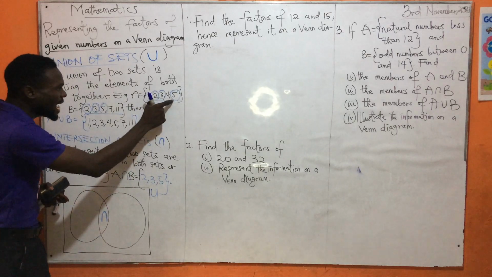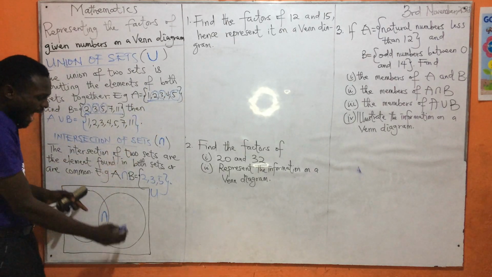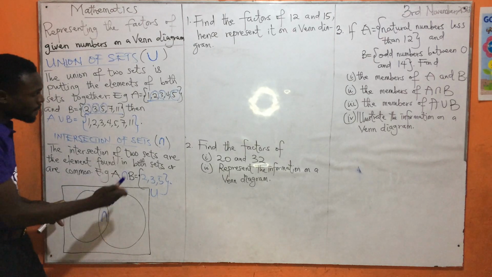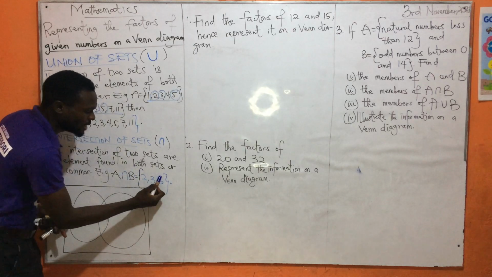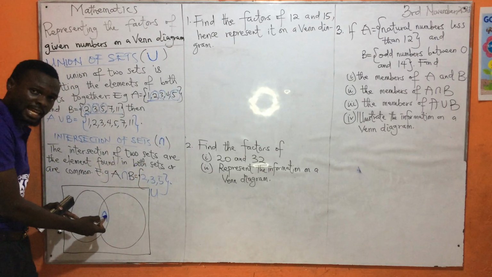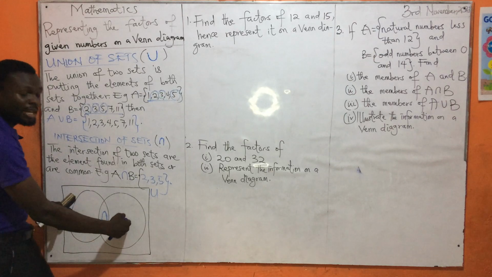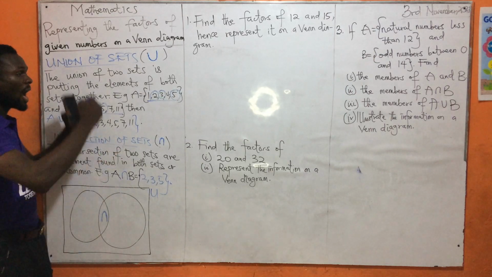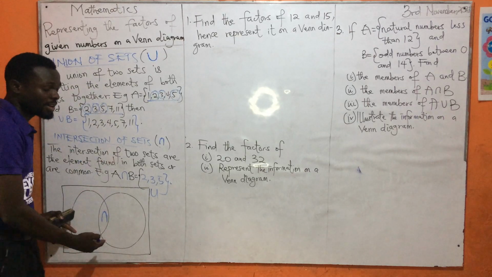So with the set A and set B, I can represent them on the what? On a Venn diagram. How? By just writing the intersecting or the intersection numbers at the place where the n is, and write the other elements for the set A and set B. And therefore, I have represented the information on a Venn diagram.